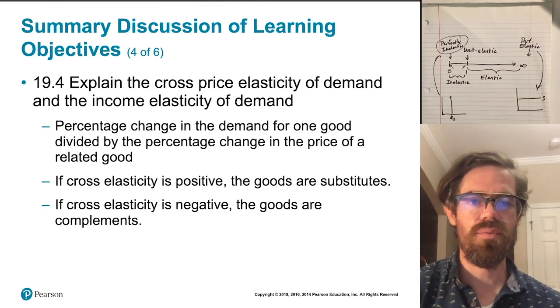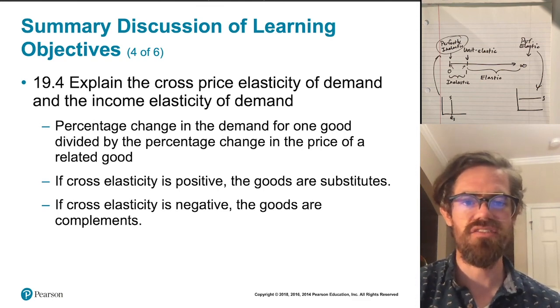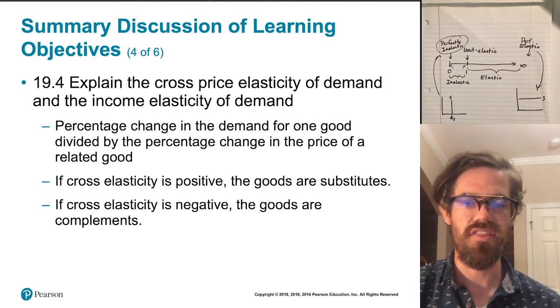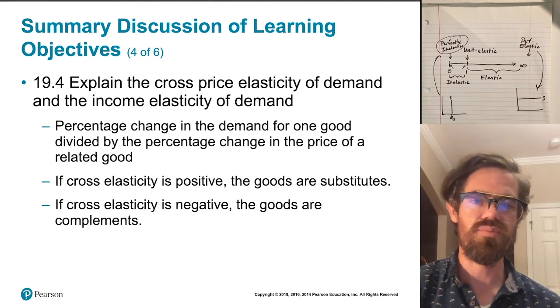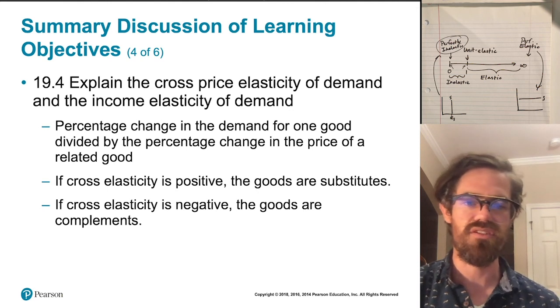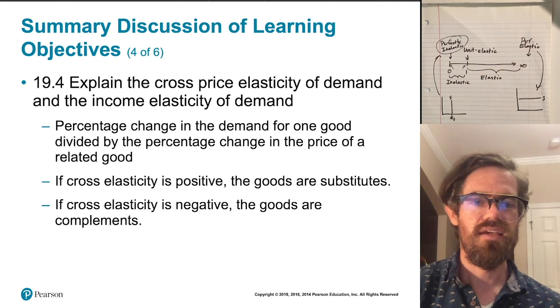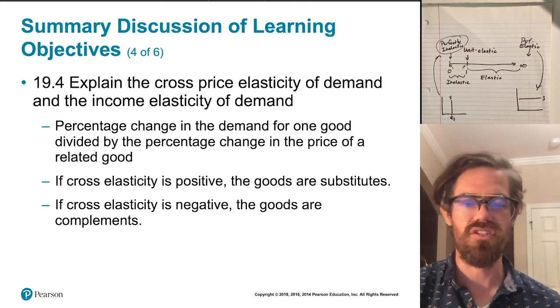In section 4, we looked at 2 other types of elasticity of demand: cross-price elasticity of demand and income elasticity of demand, where we saw that in those cases, the sign can be positive or negative, and the sign tells us different things about the good. With cross-price elasticity, it tells us whether the goods are substitutes or complements, right? If it's positive, the goods are substitutes. If it's negative, the goods are complements.